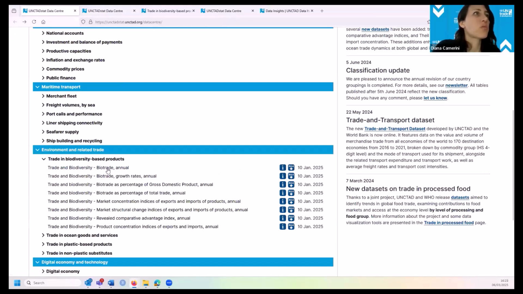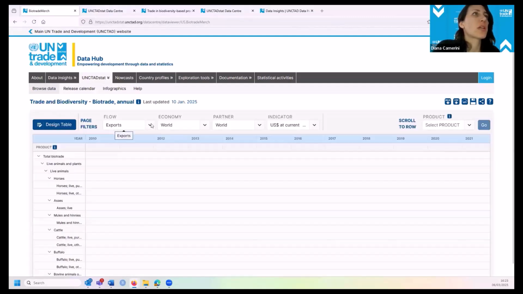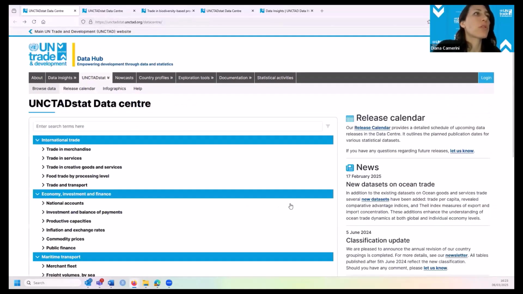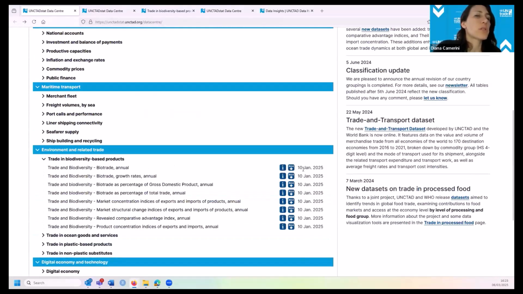You can either customize it first by going into the page and selecting how you want your table to look, or you can directly download all the data in bulk with the default setting. So all of them are available and free of charge, and you can download them.